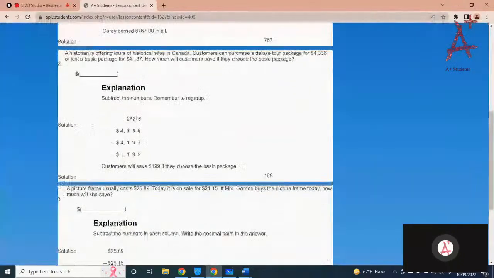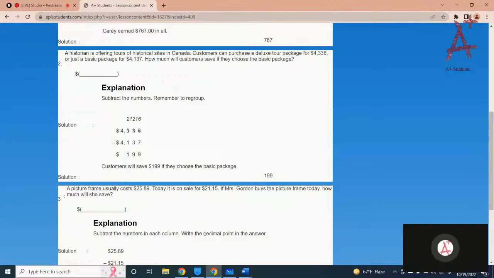Okay, the next one is a historian is offering tours of historical sites in Canada. Customers can purchase a deluxe tour package for 4,336, or just a basic package that is 4,137. How much will the customer save if they choose the basic package? Got it? So you have to subtract the price of the basic one out of the deluxe one.